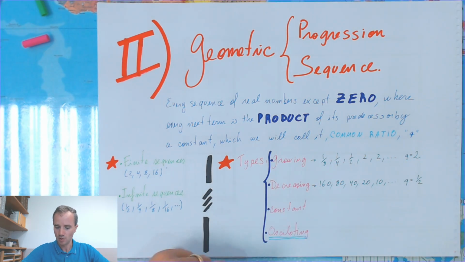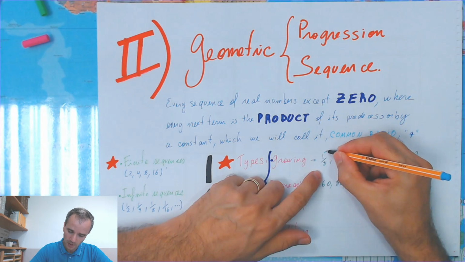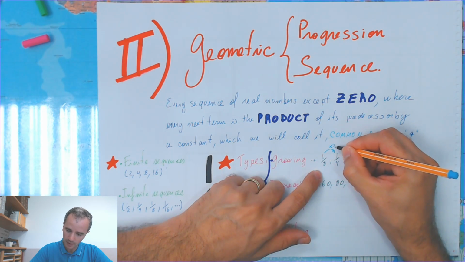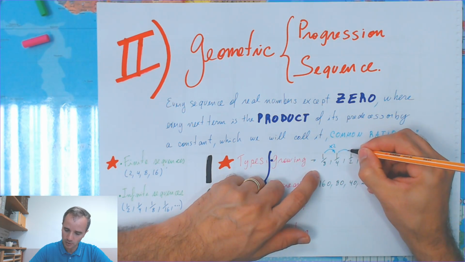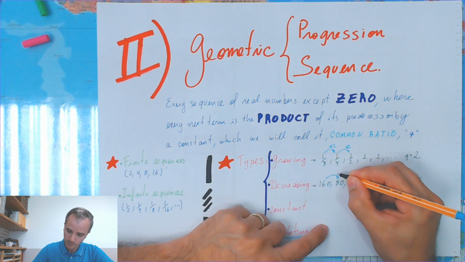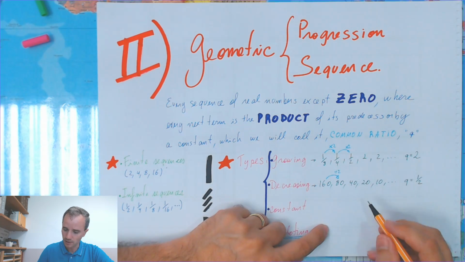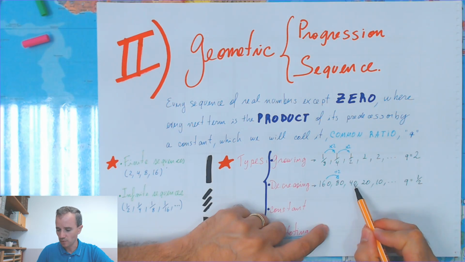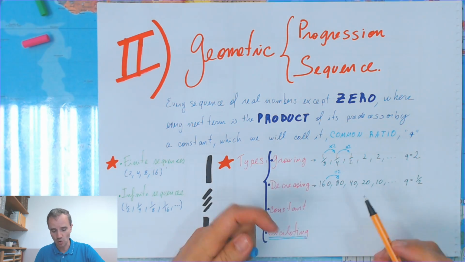But why? Because from here to here, we just multiply by 2, right? Always multiply by 2. And from here to here, always divide by 2. Can you see? 80 divided by 2, 40. 40 divided by 2, 20, and so on.